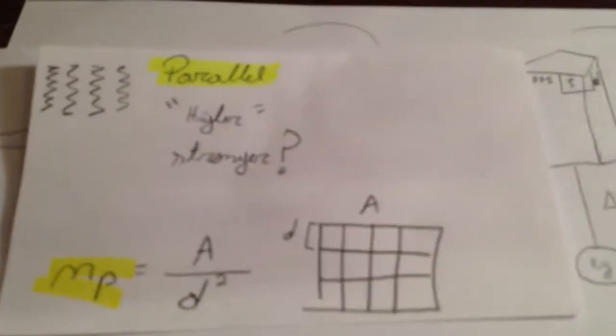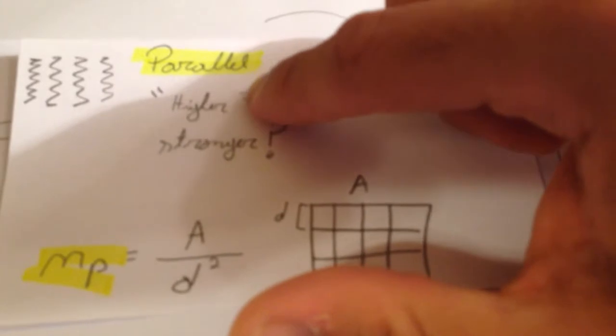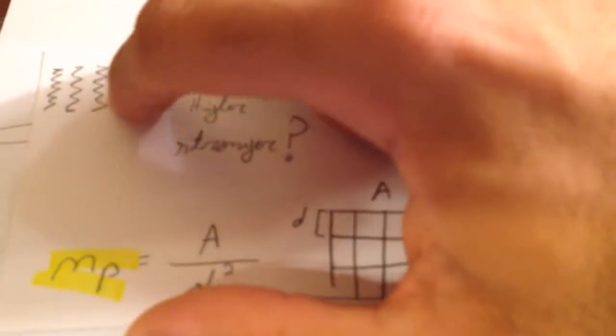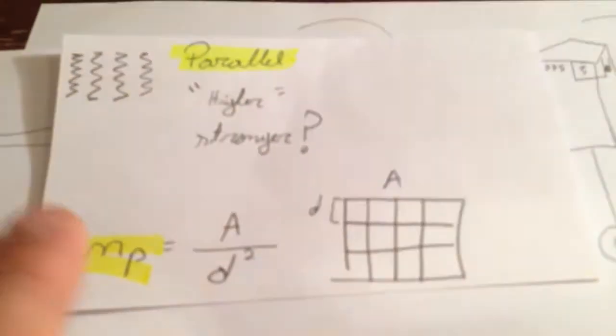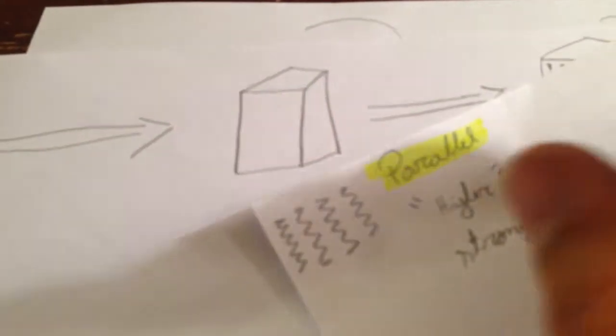Now, some of you would be like, Paolo, where are you getting NP and Ns from this equation? But it's not that hard. First, if you look at this, we know that parallel springs like this have a higher spring constant. They're stronger. So NP will equal A, the area, divided by the diameter squared.